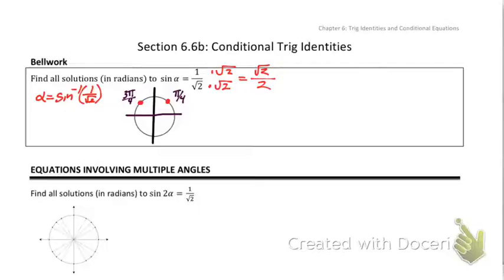So I'm just going to use alpha, the term they have. Alpha can equal pi over 4, and alpha can equal 3 pi over 4, so I'll put an or in there. But I don't want to know what just one is, because it says find all the solutions.